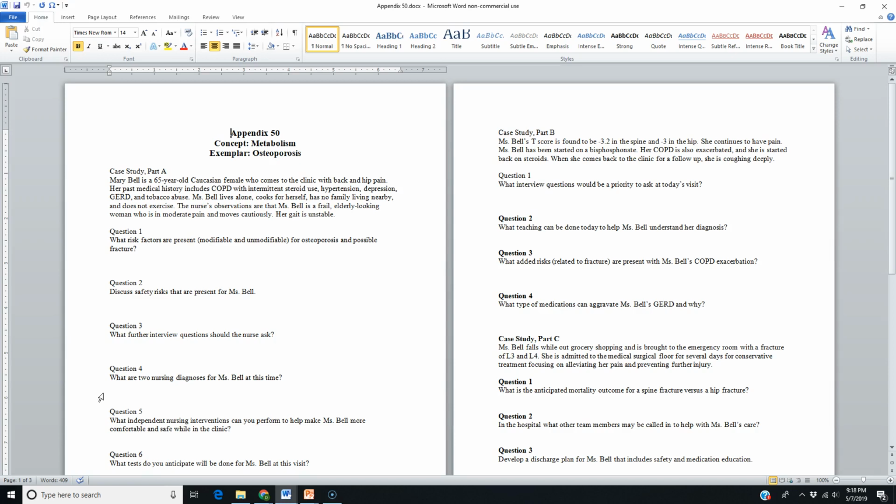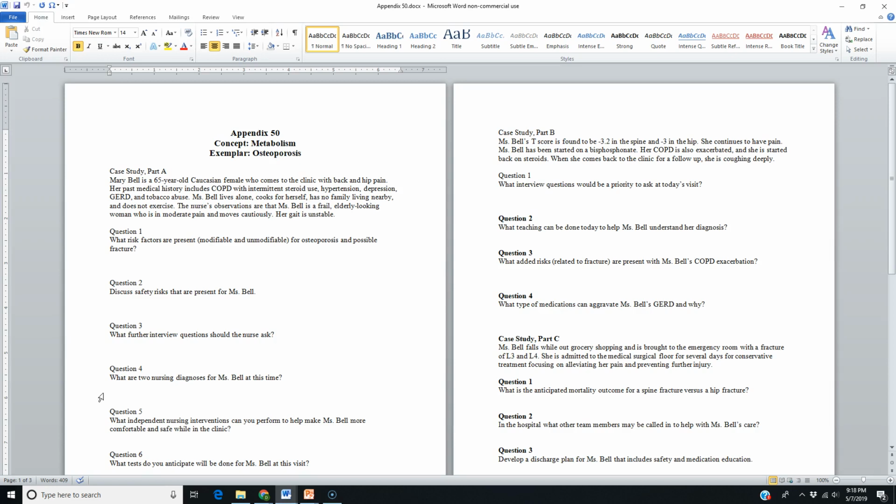What does she like to do for physical activity? Have you tried to quit smoking cigarettes? Do you take any dietary supplements? Do you do anything to help control this pain in your back and your hip? And has what you've done helped relieve some of the pain? And do you take any over-the-counter medications for your pain to help control that pain in your hips?